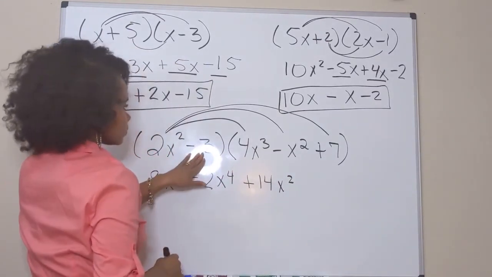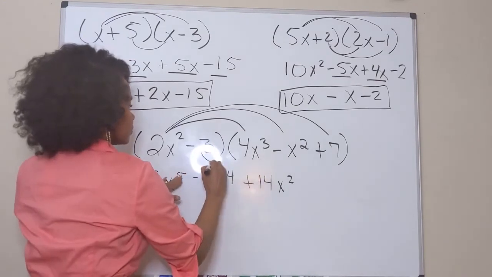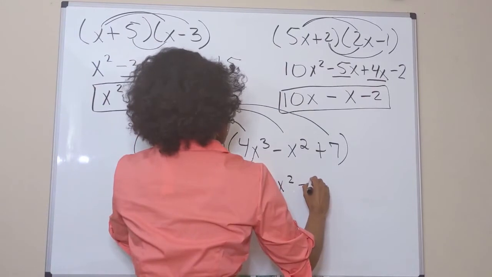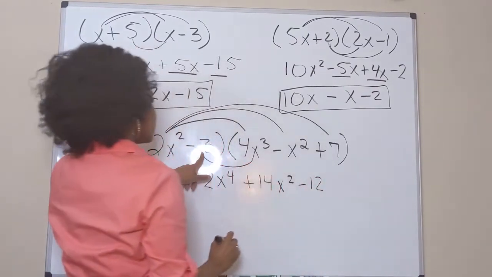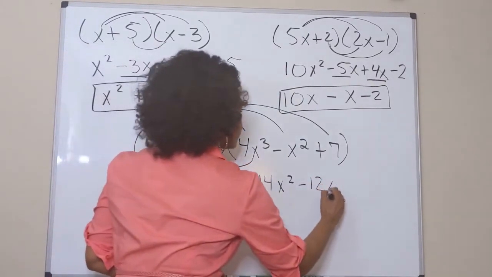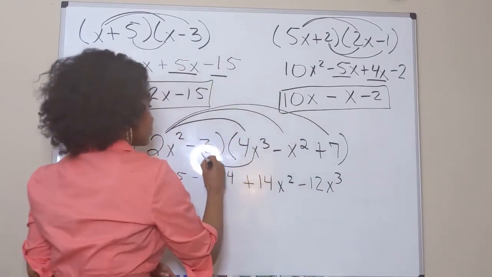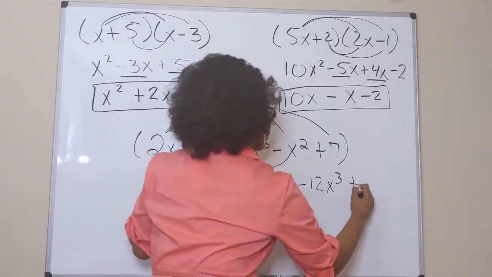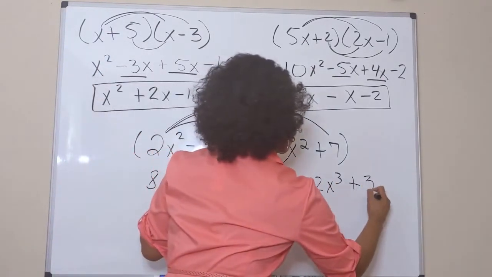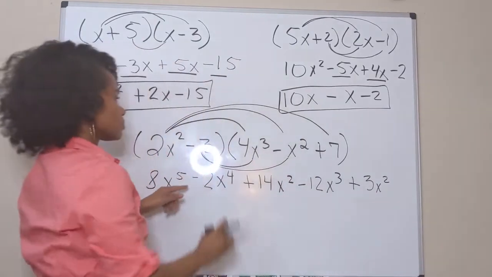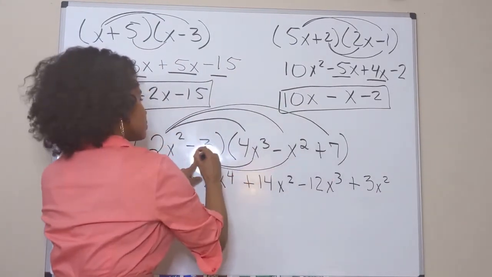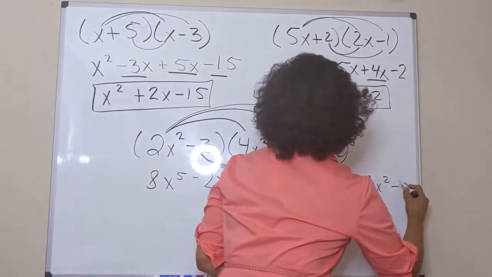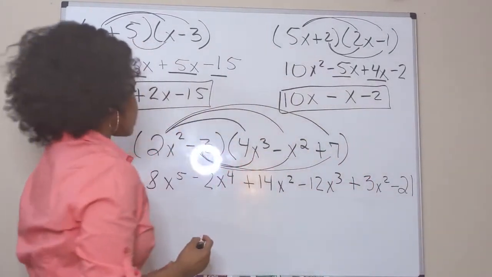And now I have to go back and multiply everything by that negative 3. So negative 3 times 4x squared will give me negative 12x to the third. I'm sorry, that is x to the third. Alright, and then negative 3 times negative x squared leaves me with negative 3x squared. And then negative 3 times 7 is, of course, just 21. Running out of space there.